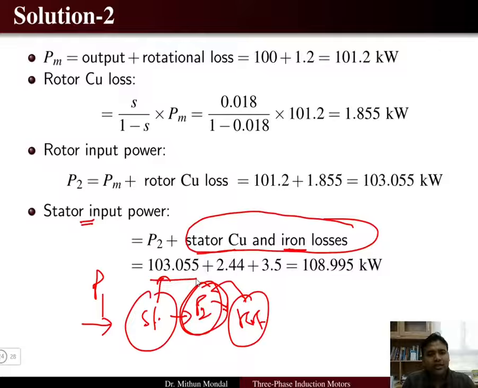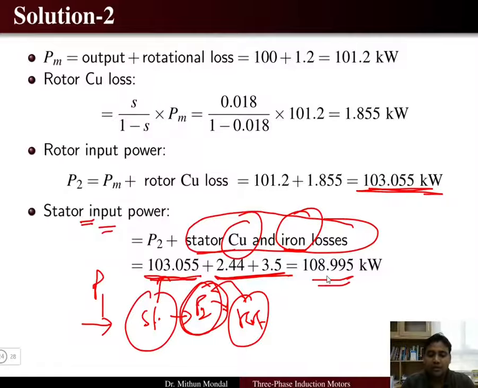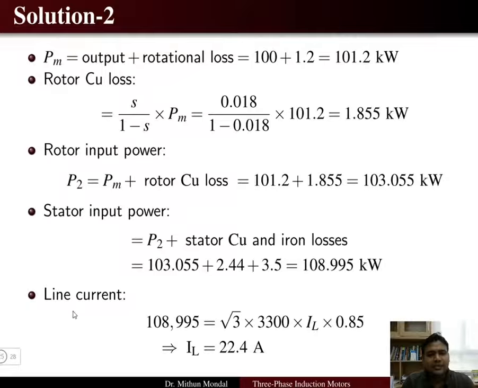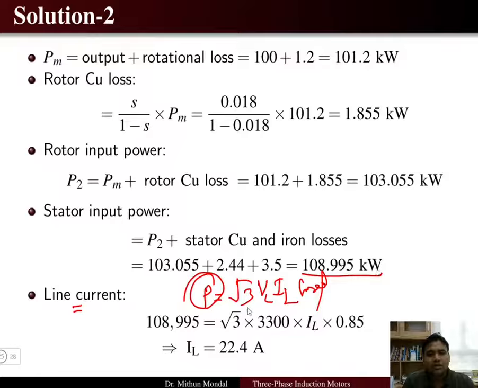So P2, which we have obtained as 103.055, the rotor input power, plus the total losses in the stator, the copper loss and the iron loss. If we add, we find the stator input power as 108.995 kilowatt. Hence the line current we can find from the formula that the real power P is equal to root 3 times the line voltage into line current into the power factor cos phi. The stator input power is the three-phase power, 108.995.